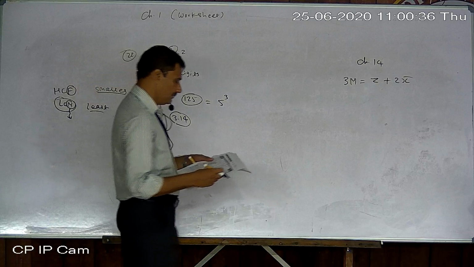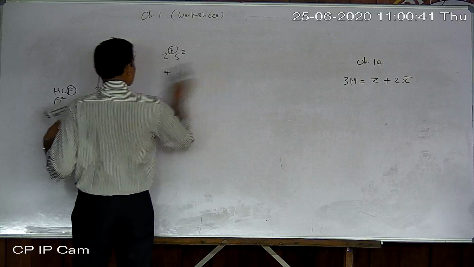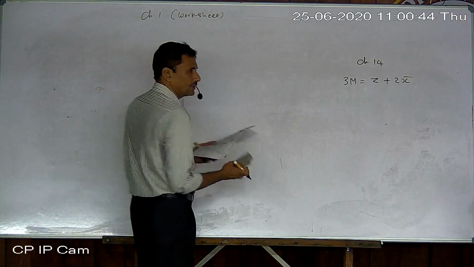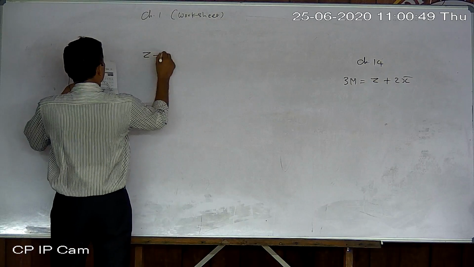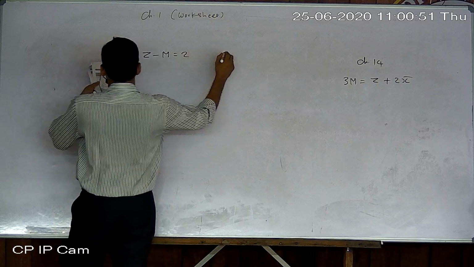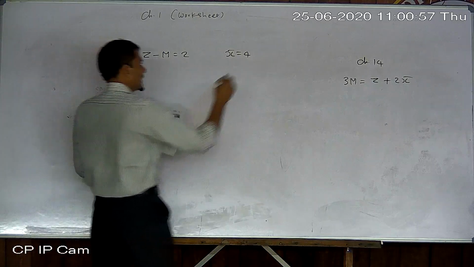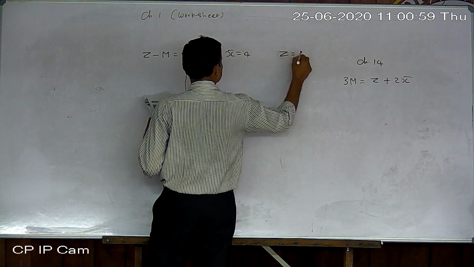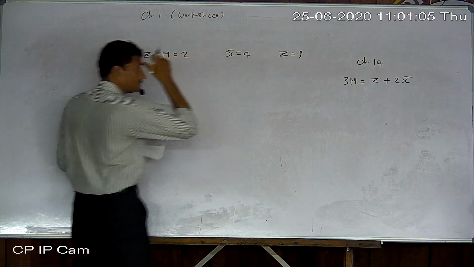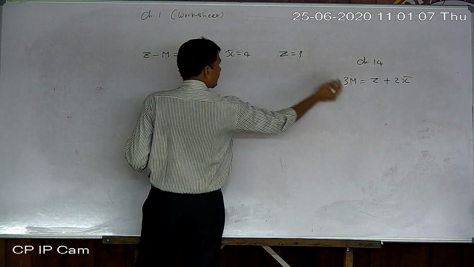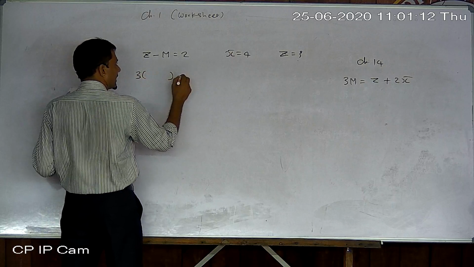Now number 2. z minus m equal to 2 and mean is equal to 4. So again the same formula is used. Now one value is given and one equation is given. So z minus m equal to 2, and mean means x bar equal to 4. What to find? z is required. z is not given. So in this formula, remove m and x bar both.